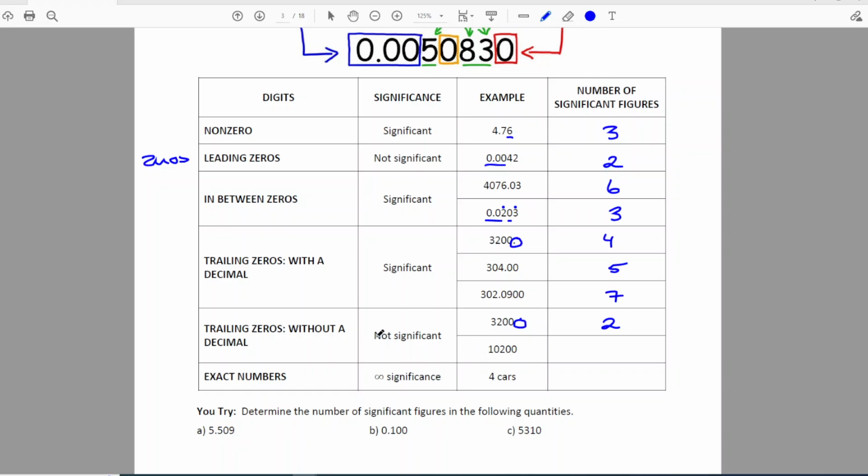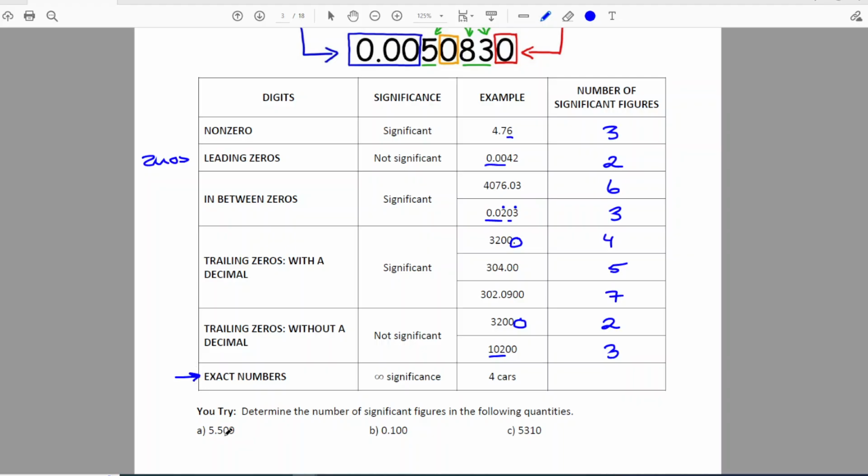And then again here, when we don't have the decimal, you can't write any of these digits. You can kind of just write these hundreds or tens or whatever it is. This one, we have 2 non-zero digits, 1 in between 0, and we would say that this is 3 sig figs.